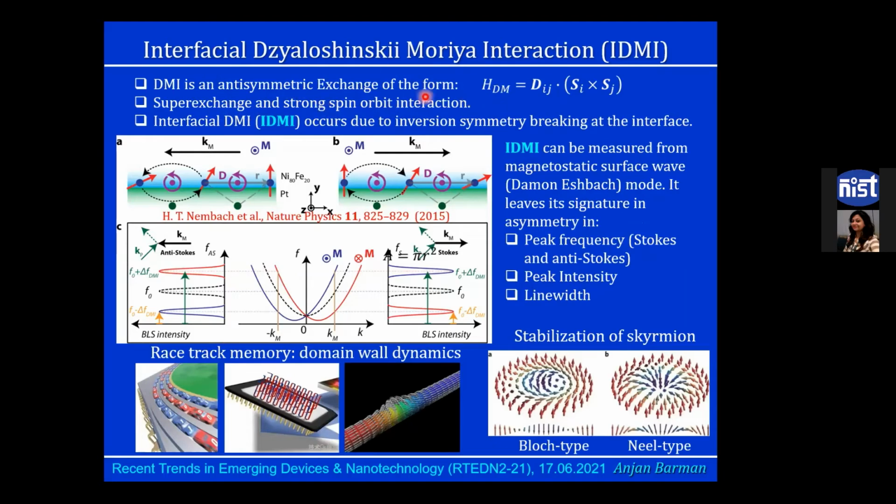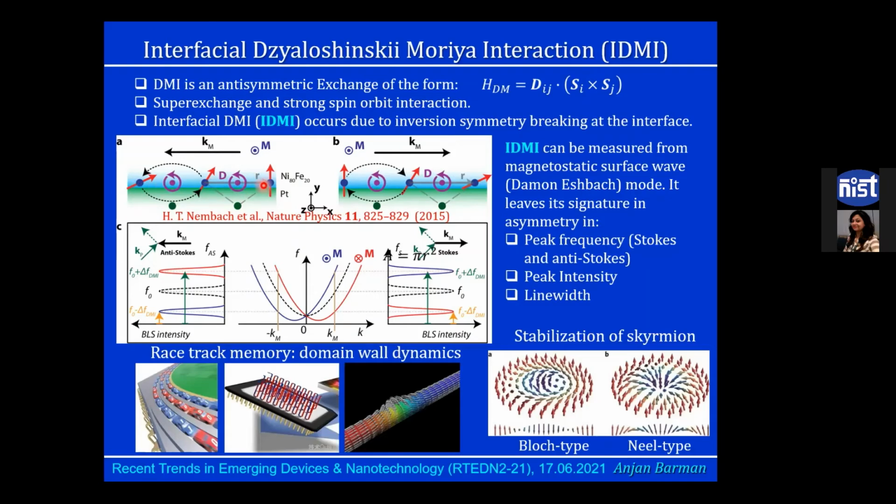As I said, it's an antisymmetric exchange. It has a form of Dij dot Si cross Sj. So this is actually a torque-like term, as opposed to just the Si dot Sj term in Heisenberg exchange. And it occurs in systems with super exchange and strong spin orbit coupling. So basically, it's a three-site exchange interaction. If you have a ferromagnet like nickel iron and a non-magnet or heavy metal like platinum, the spins of the ferromagnet actually couple through an atom in the non-magnet. So it's a three-site exchange, and as a result, it generates a chirality.